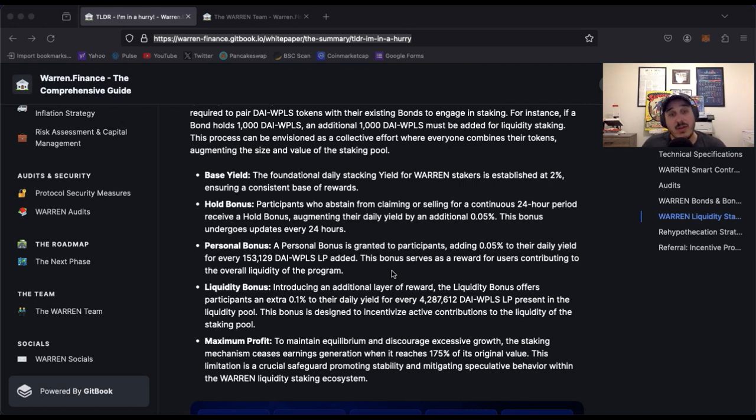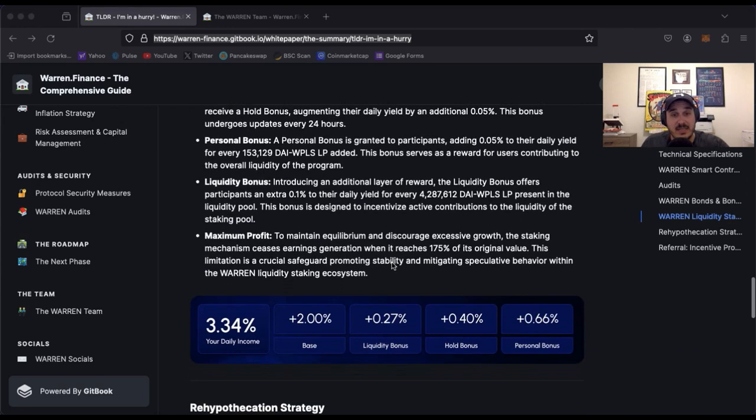Then lastly, we have the maximum profit. To maintain equilibrium and discourage excessive growth, the staking mechanism ceases earnings generation when it reaches 175% of its original value, so there obviously is a cap. This limitation is crucial for safeguarding and promoting stability and mitigating speculative behavior within the Warren liquidity staking ecosystem.